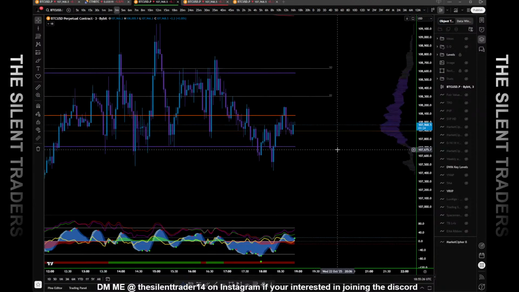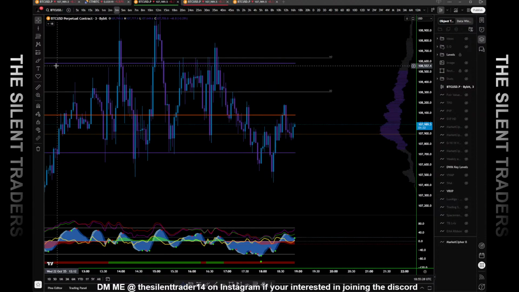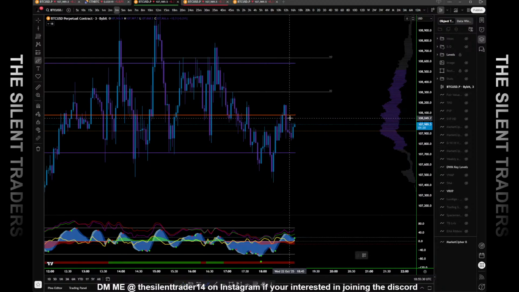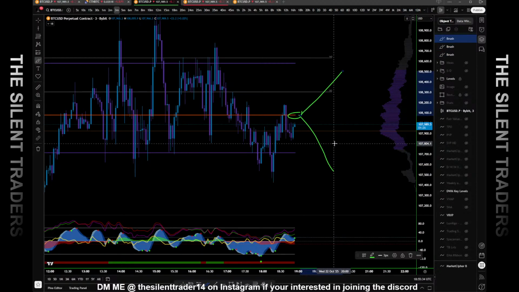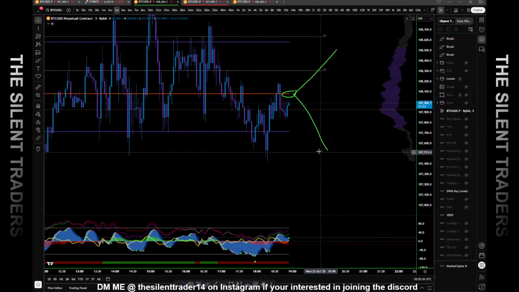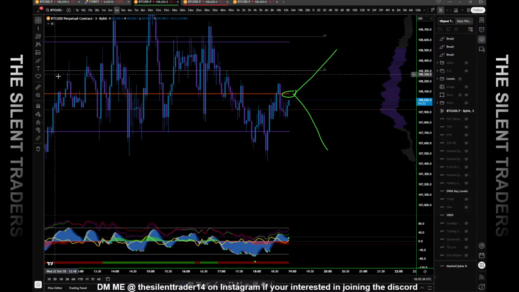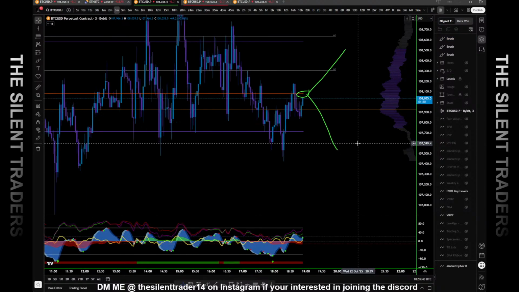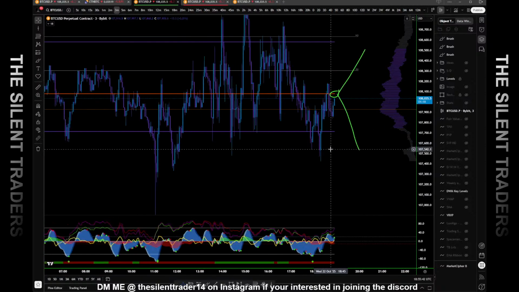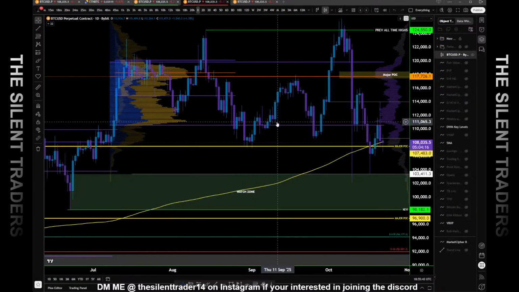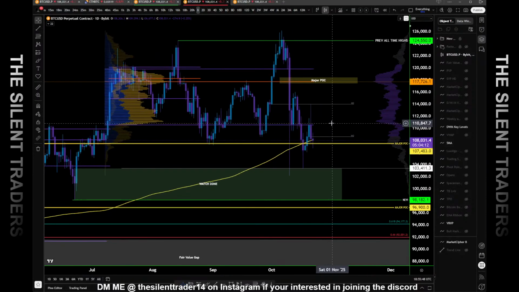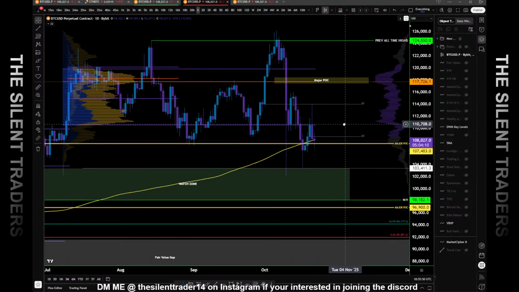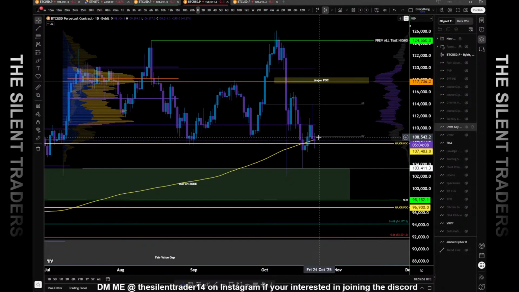Again, the only thing I care about is the high volume node. Below, if we can't reclaim, bearish; if we can reclaim, bullish. So if you're looking for a trade, if we can stay below, I'd be looking for a short trade. If we can stay above, well, let's just do a little zoom up. What would I even be looking for? Yeah, I would be interested in looking for a long after.